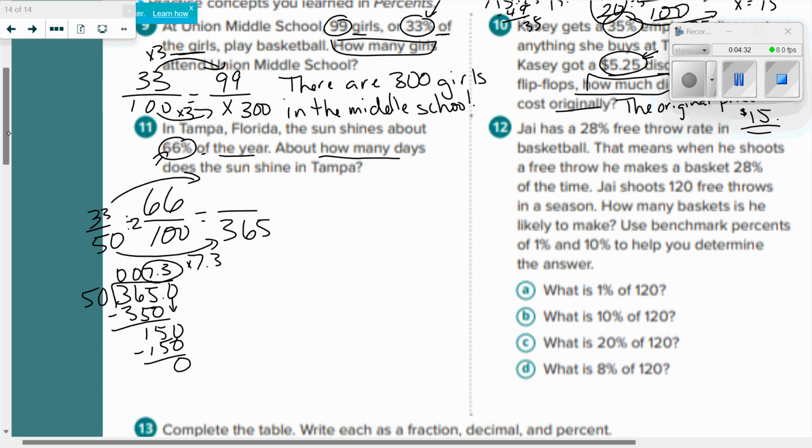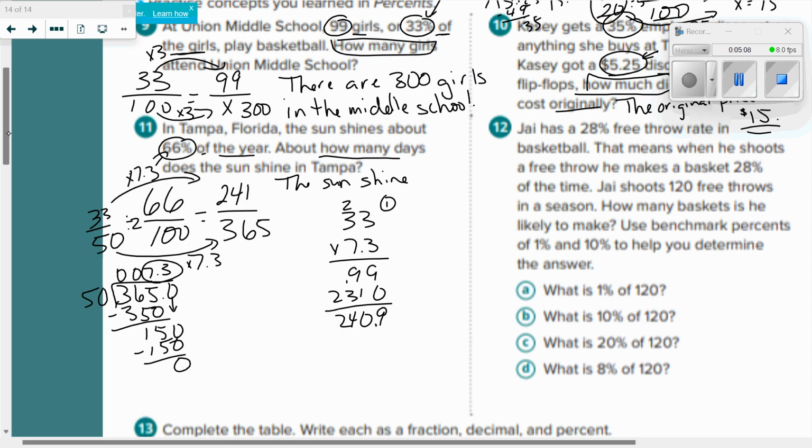So I take 33 times 7 and 3/10. I have 1 decimal place. That gives me 990, plus 231, which gives us 2,409. I need 1 decimal place, so 240.9 is about 241. It would have to be a full day, so we can go with 241 days when the sun shines, for 241 days each year.